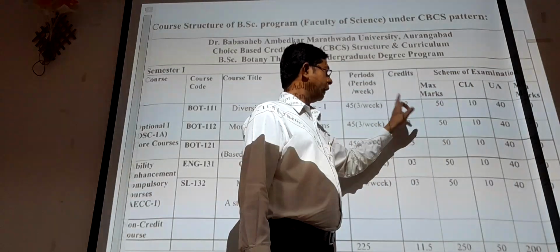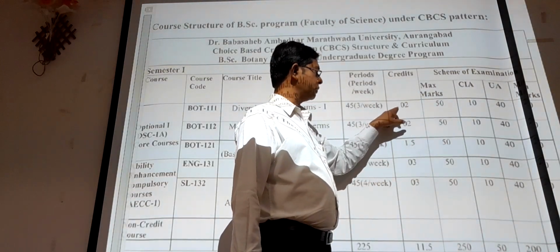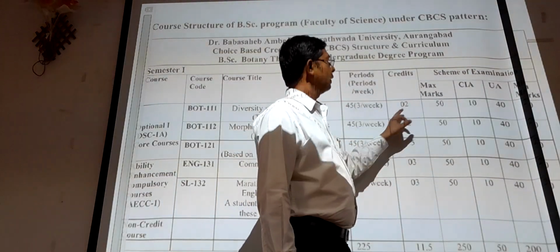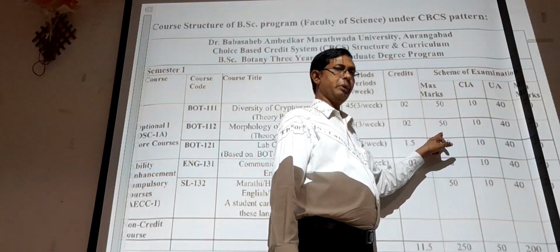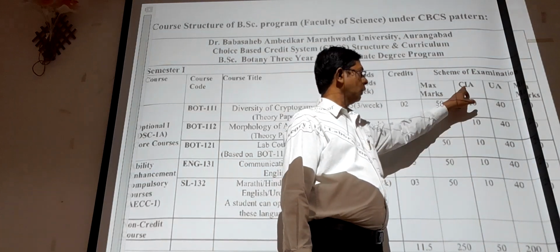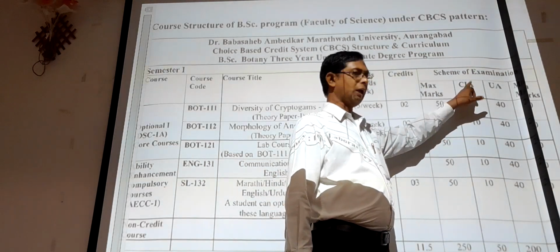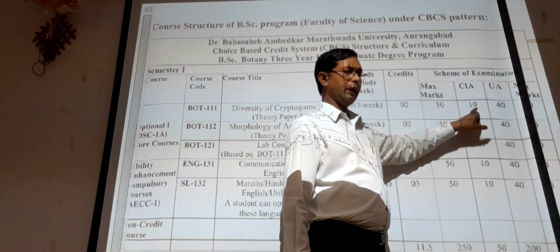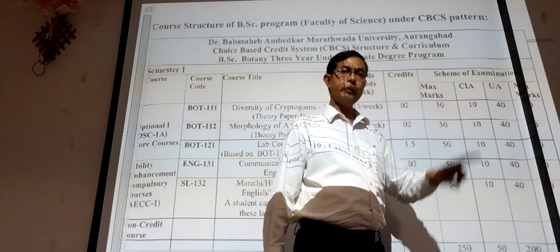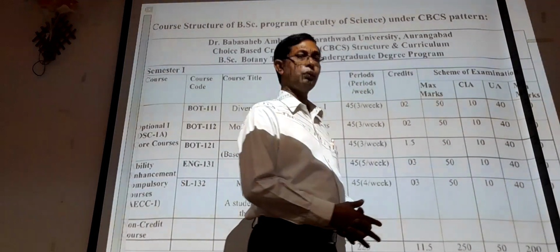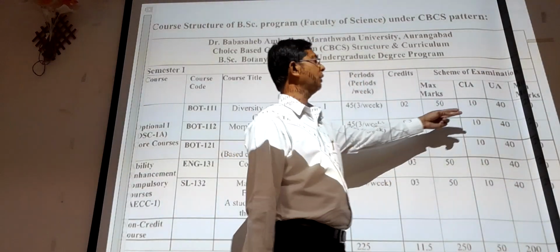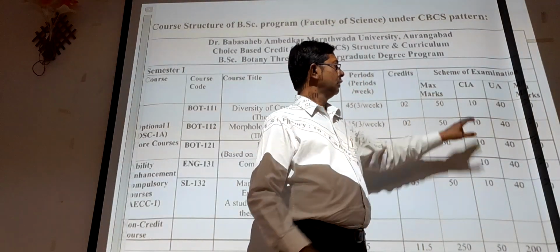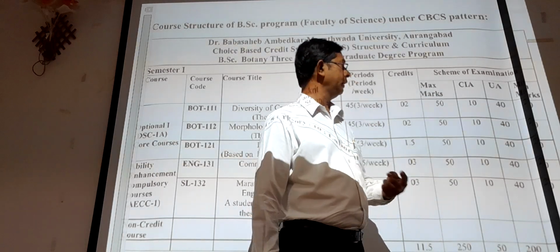Now the credits given to this particular subject are 2 credits for the first paper and 2 credits for the second paper. It has 50 marks and 50 marks. Now this is CI, that is the class internal assessment. It is an assignment. It has 10 marks and 10 marks. So a total of 20 marks for each semester for each subject is the internal marks. So say for example, for botany, 20 marks is there for the internal.